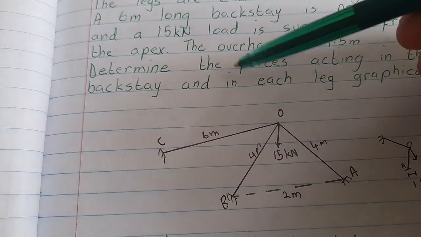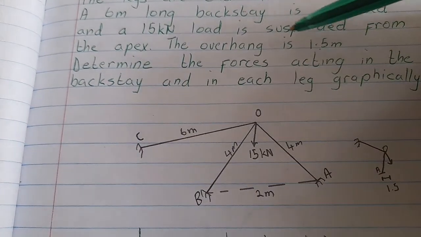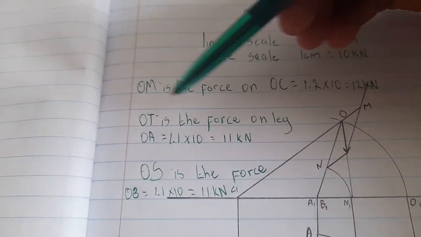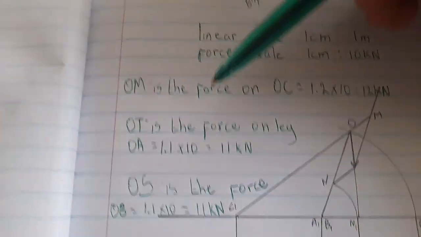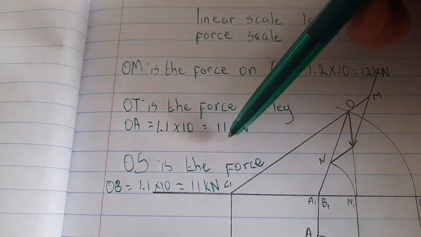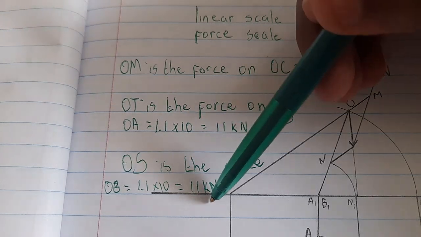That's it. So we've answered the question. It wanted us to determine graphically the forces acting on the backstay, which is OC. We've determined it to be 12, and on the other legs, which is 11 and 11.